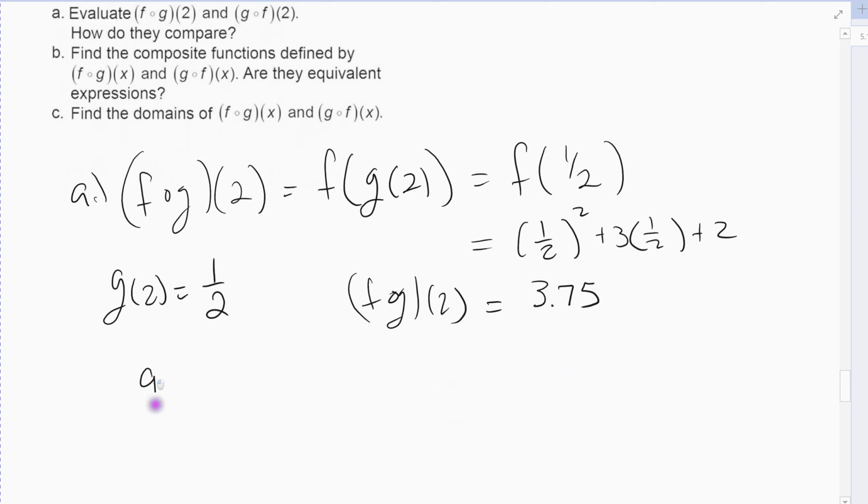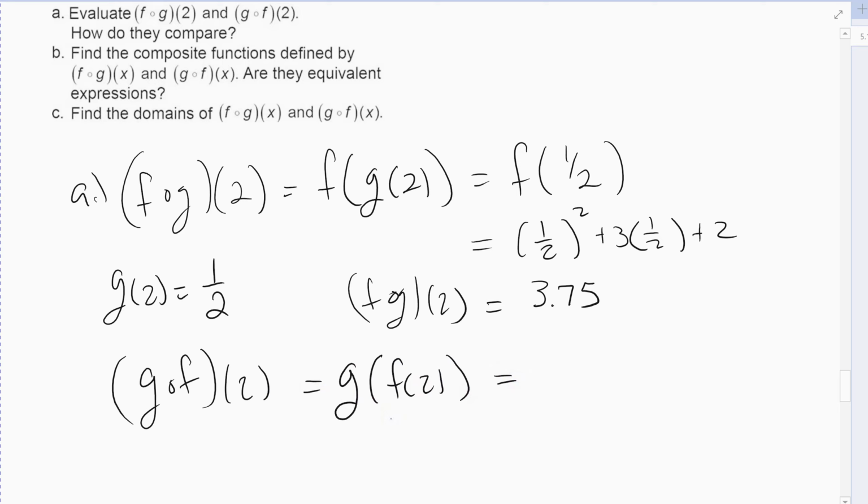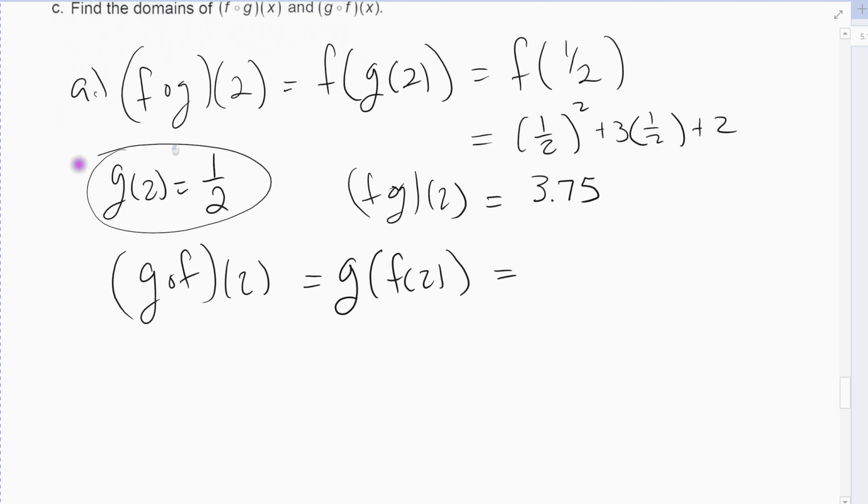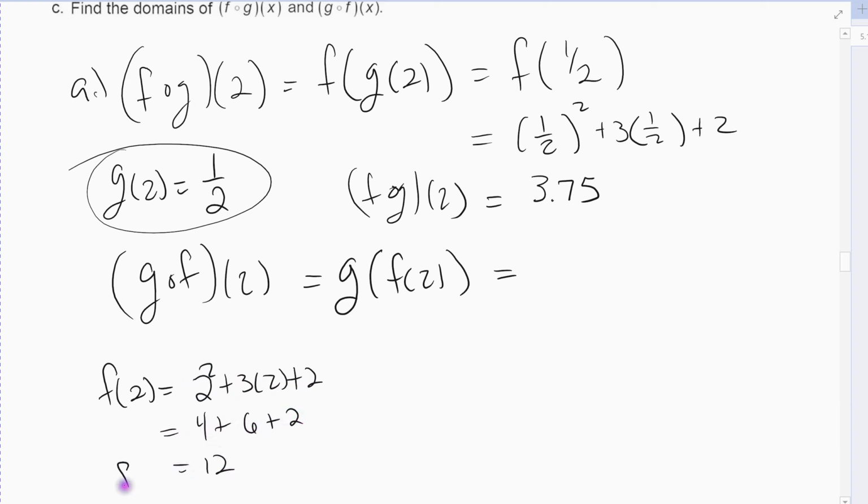Alright, now the other one, g of f of 2, which again is the flip. g is the outside, f of 2 is my inside. So the first thing I have to find, I'm going to do my scratch work over here to the side, f of 2. So f of 2, I have to plug it into that quadratic, so I've got 2 squared plus 3 times 2 plus 2. And so this comes out 4 plus 6 plus 2. And so I get 12. Alright, f of 2 is 12. So that's what we're going to plug in.